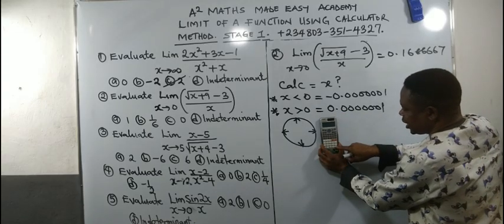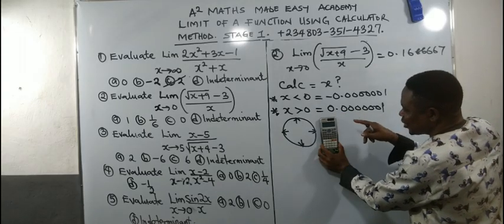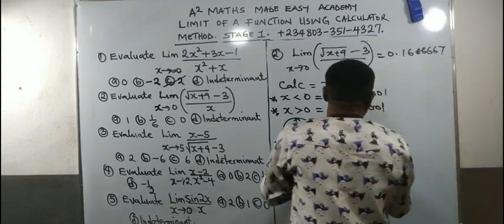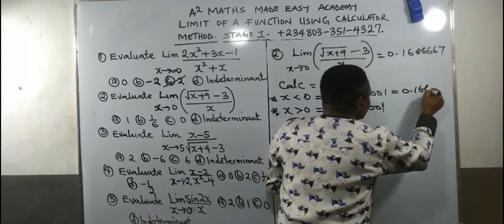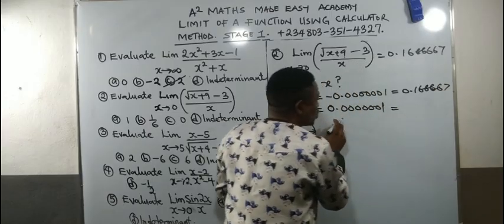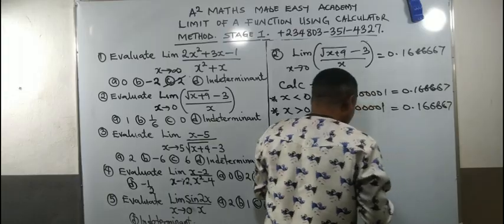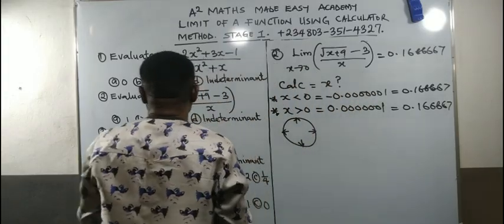Then punch equal to again. It is still giving me 0.16666. Wow. So when I use this one, it will give me 0.1666667. When I use this one also, it gives me 0.16667. Anyone can solve. Now let's go to the option.